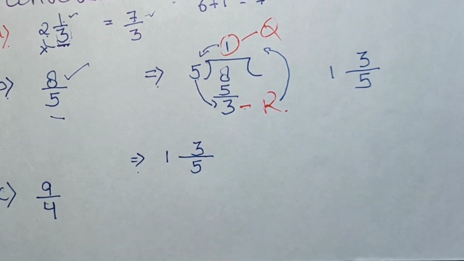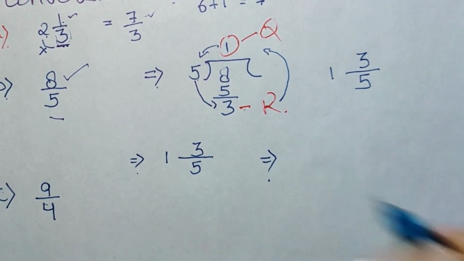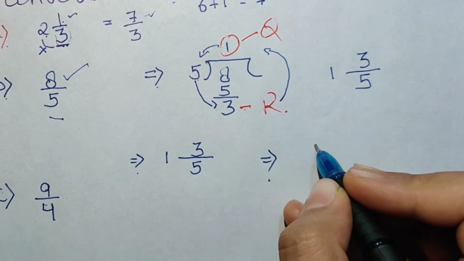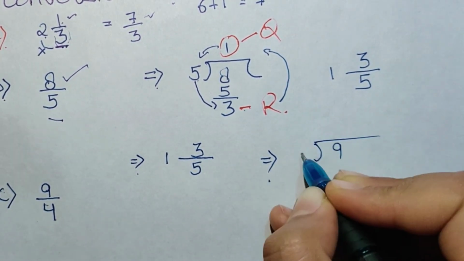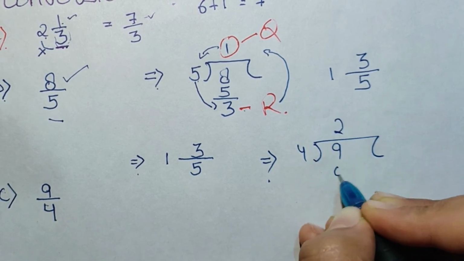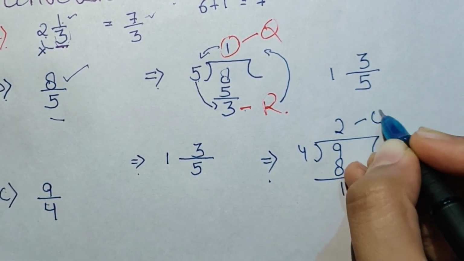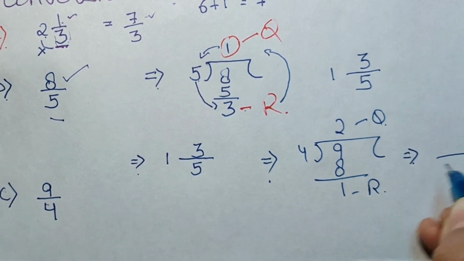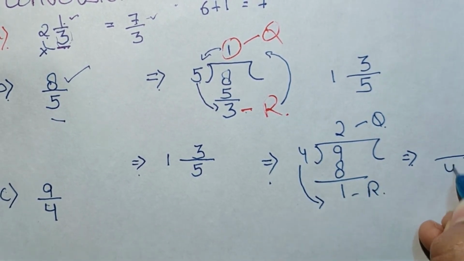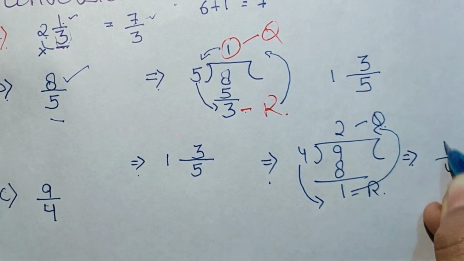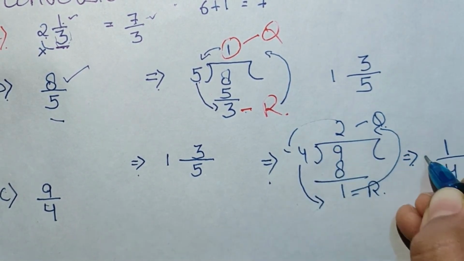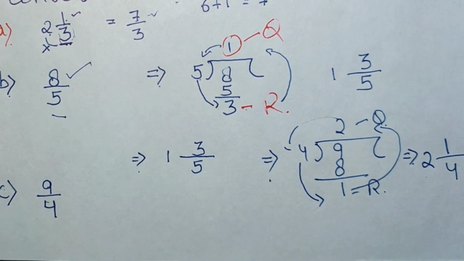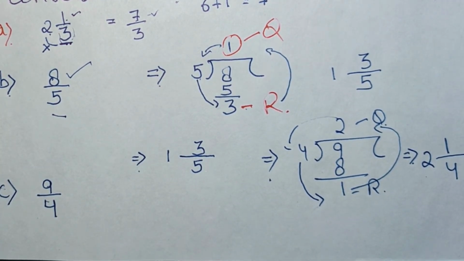9 by 4. Let us perform division again for 9 by 4. 4 2s are 8, remainder 1. Now 2 is quotient here, 1 is remainder. 4 will come downside, 1 will go on upside and 2 will come this side like this. 2 1 by 4. This is how we convert fractions into mixed fraction and mixed fractions into fractions.